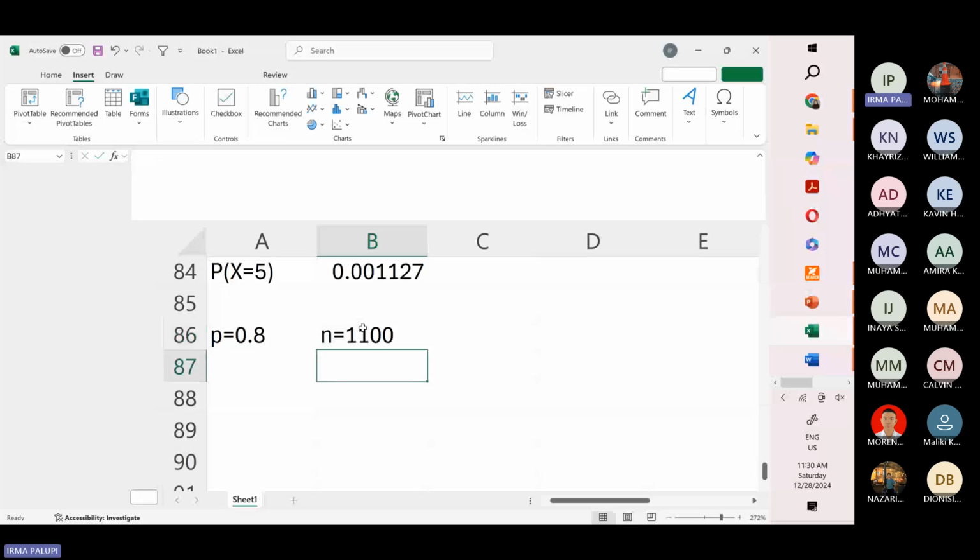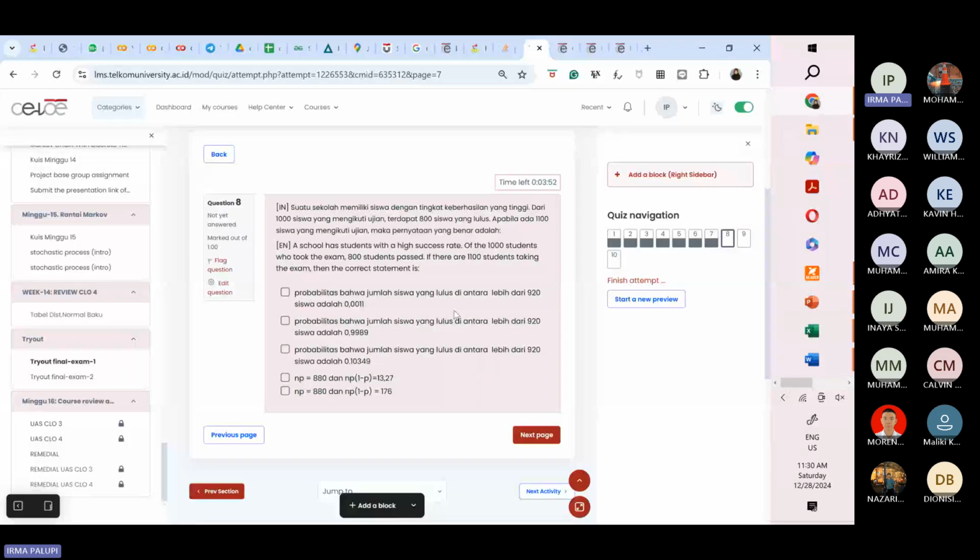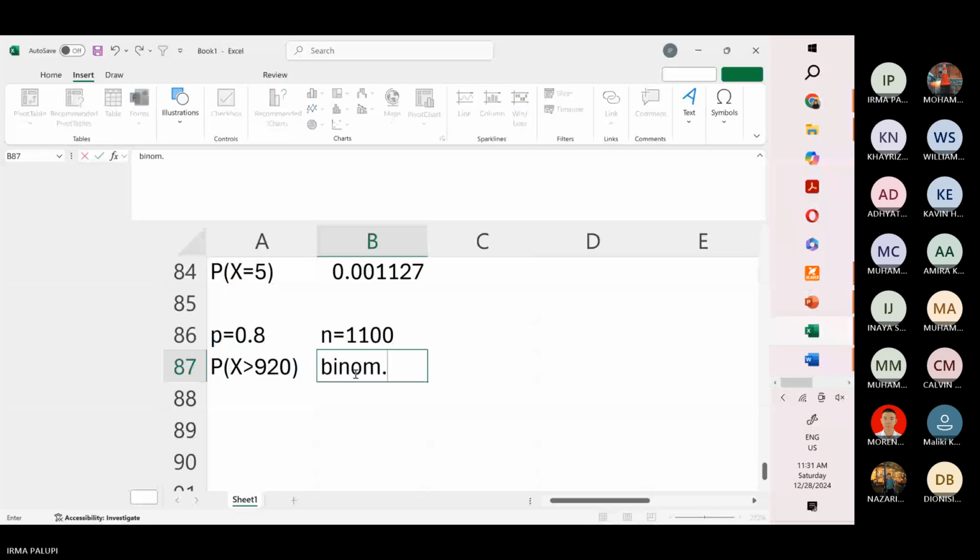The probability that the number of students who pass is greater than 920. Okay, this is the same question, right? We want to find X greater than 920. Actually, we can use the normal distribution to approach this answer. But since we use Excel, we can compute either one, binomial or normal, it doesn't matter for the computation.